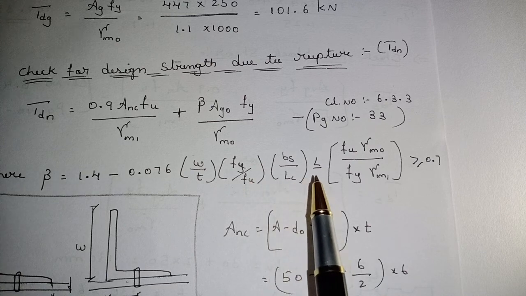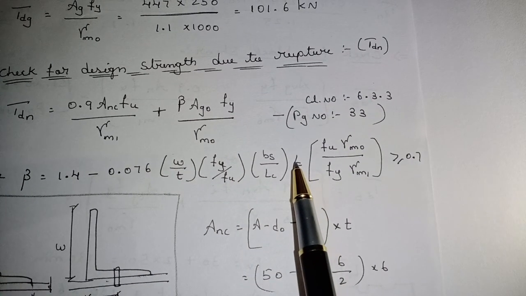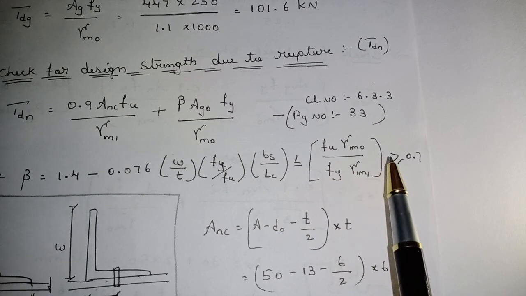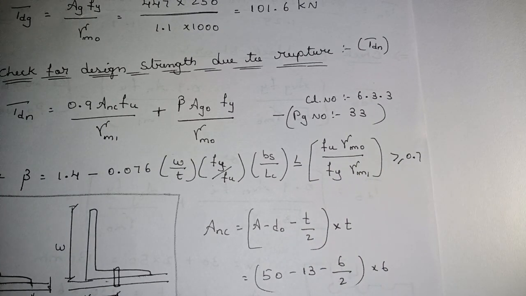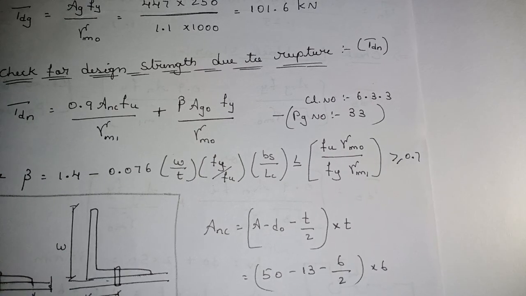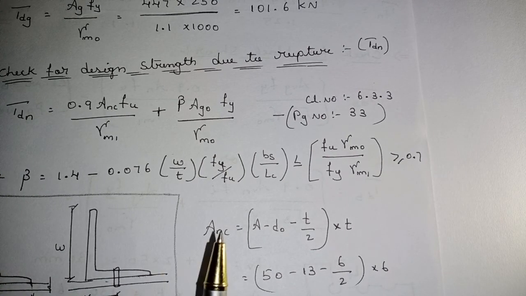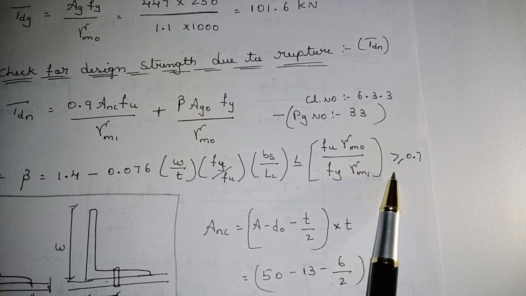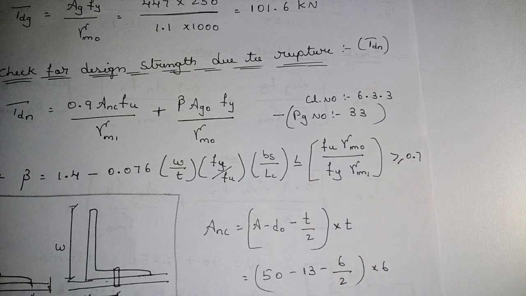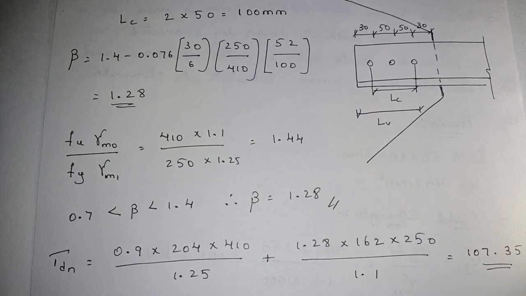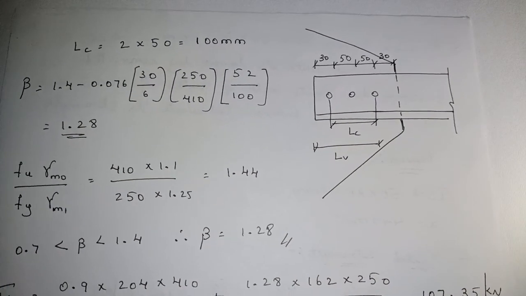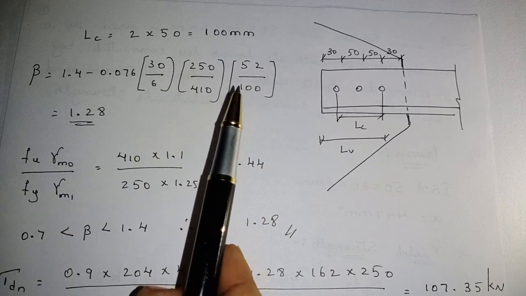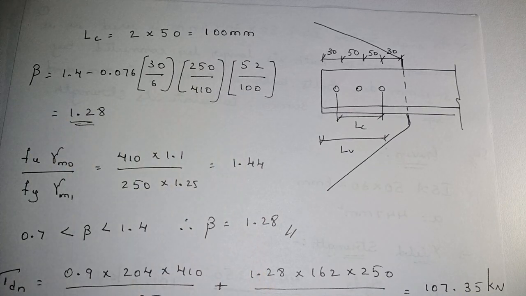So now we found out the beta value, right? So that should be lesser than or equal to Fu gamma M0 divided by Fy gamma M1. Okay, so now you need to find out what is Fu into gamma M0 divided by Fy gamma M0, and again that should be greater than or equal to 0.7. Listen carefully here. So now beta I have taken it here, right? Beta, substituted everything, I got it as 1.28. So that should be always lesser than this equation.